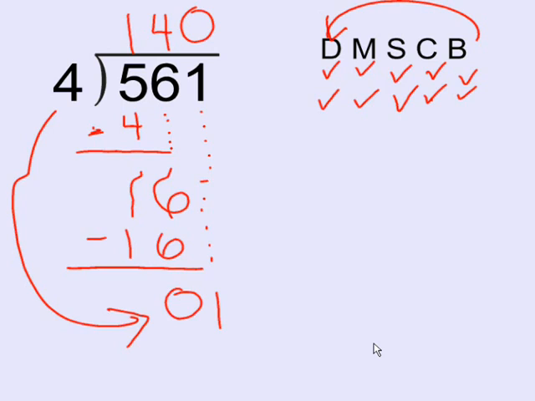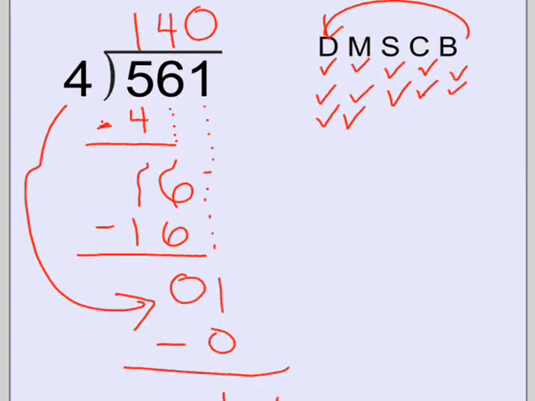That's where it goes. And now let's go to step 2, multiply. 0 times 4 is 0. Step 3 is subtract. 1 minus 0 is 1. And now you can say, check. Is 1 less than 4? Yes, it is. Is there anything else to bring down? No, there is not.